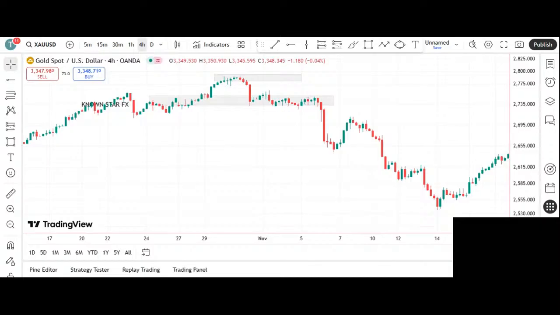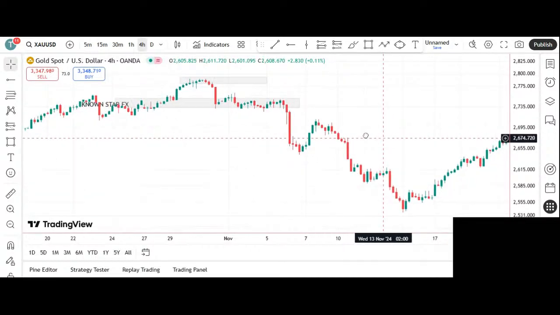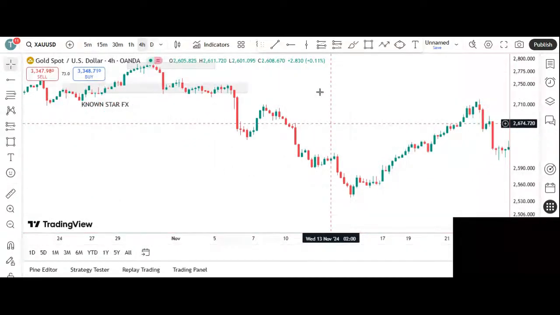Lawrence said sell, and Lawrence is basically following the basic rule in trading, which is what? Sell from the high and buy from the low. Very, very simple to understand. Let's identify another level as well.